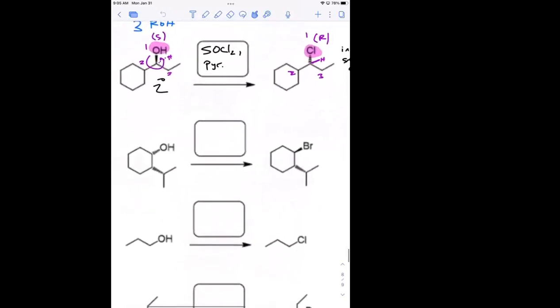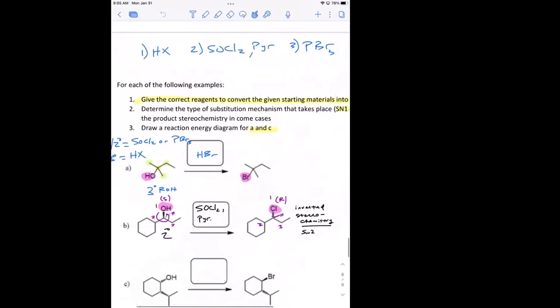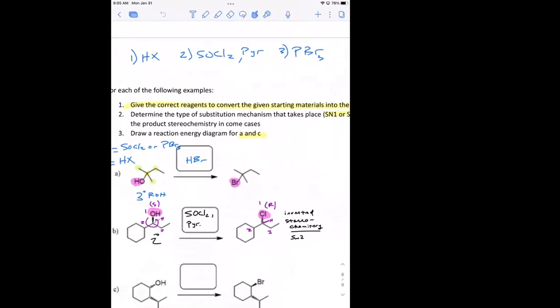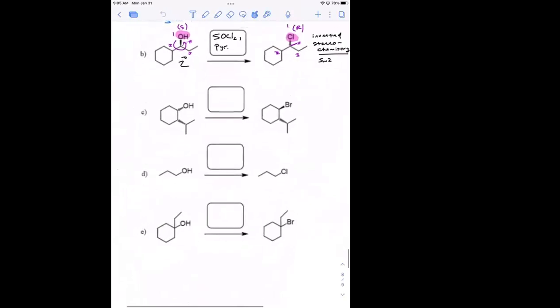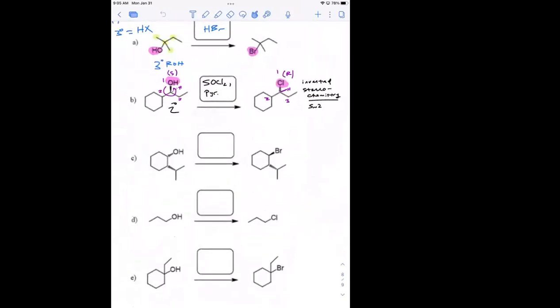What set of reagents would you use for C? Let me go back and refresh you. These are our choices up top: HX, where X can be any halogen except fluorine, thionyl chloride and pyridine, and then PBr3. So what would you use here for letter C? Would you use PBr3? Yes, you could use that.